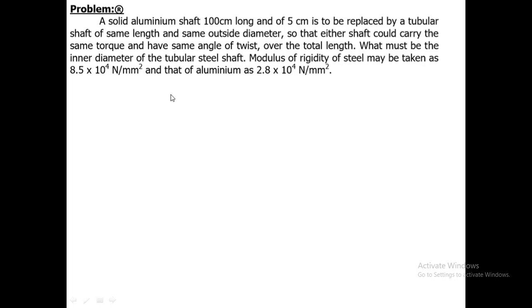So the solid aluminum shaft will have a rigidity modulus of 2.8 × 10^4 megapascal, whereas the value of G, the modulus of rigidity, for the steel hollow shaft will be 8.5 × 10^4 megapascal. So you can see that the rigidity modulus of steel is higher than aluminum. So the stiffness of steel is more than aluminum.